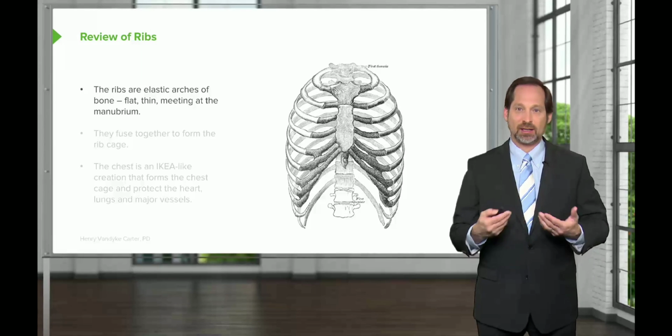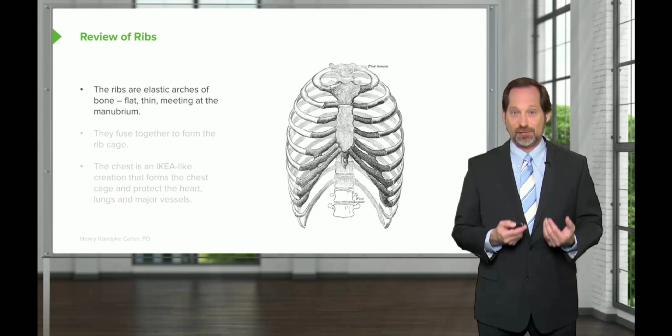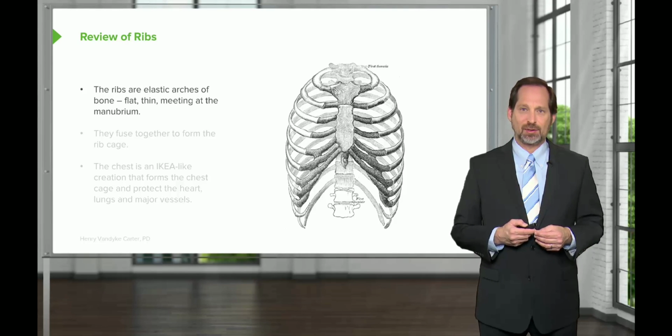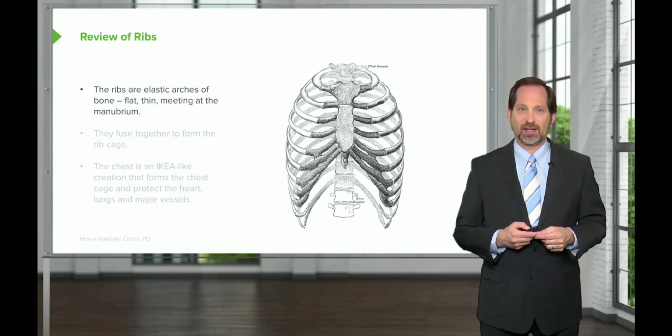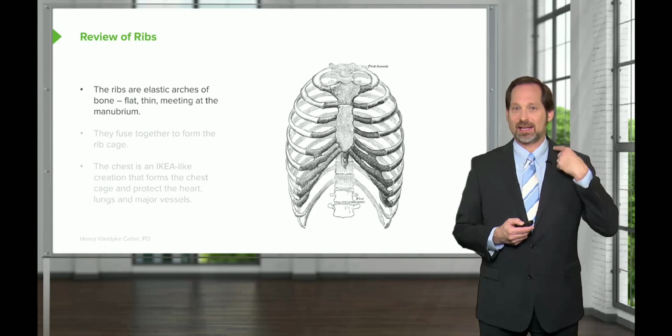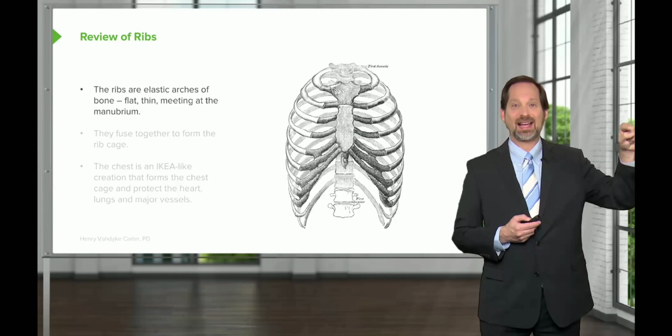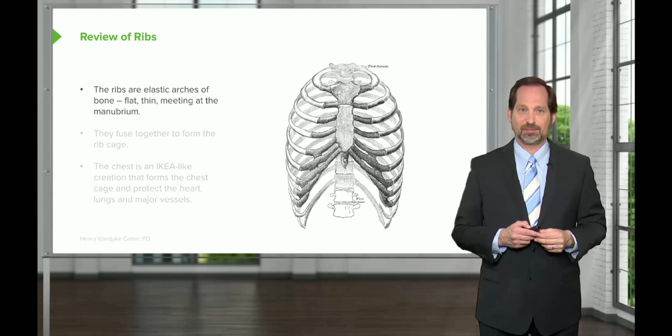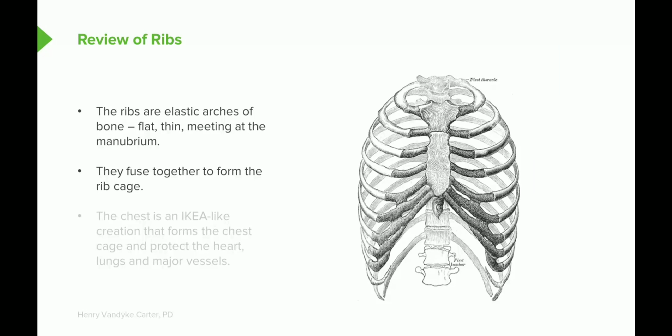It's encasing the heart and the lungs. It's encasing a number of arteries, veins, as well as other structures within the thorax. So the ribs, which start off small and get bigger as you go down, are elastic arches of bone. They're flat, they're thin, and they start in the back. They come down and then back up, not as high as they started, by the manubrium and the sternum. They fuse together in the front, and that forms the rib cage that encompasses and holds the thoracic organs. So the chest is an IKEA-like creation that creates the chest cage and protects the heart, lungs, and major vessels.